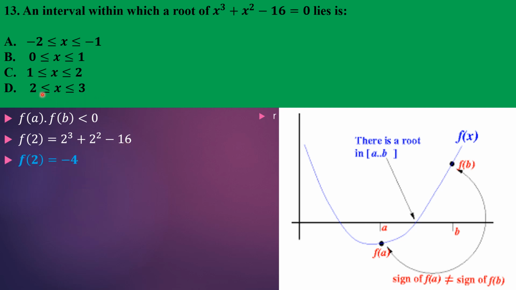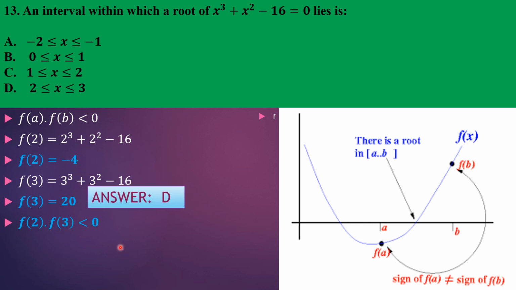If f of 2 is negative 4, I want to get a number that would make this positive. If I pick one that is too small, it's going to make this number negative again, so there's no point testing that one. Since f of 2 is already negative, I must test 3, because 3 is so big that you can actually get the number to be positive now. f of 3 would now be 20, which is positive. So f of 2 and f of 3 have opposite signs. Hence, a root lies between 2 and 3. If you multiply those two together, it's less than 0. So your answer is D.